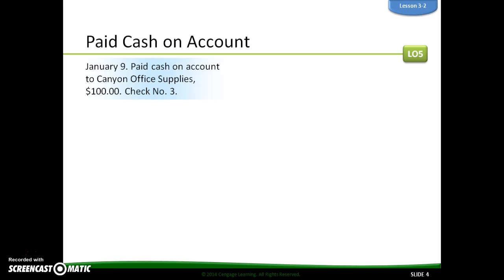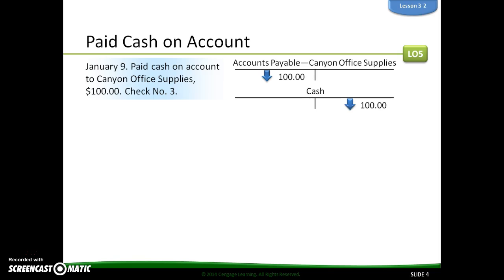All right, our third transaction we're going to be looking at here is paying cash on account. So we're going to be paying cash on account to Canyon Office Supplies using check number 3. The first item here, because we're going to be paying on our account, we're going to decrease the amount of our accounts payable in this transaction. So our accounts payable is going to decrease by $100, which makes it a debit to accounts payable.